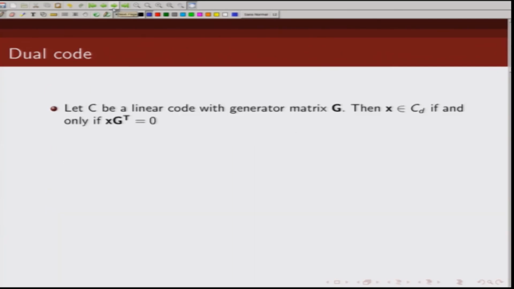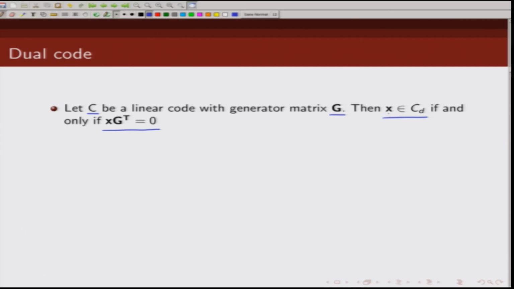The next property that we are going to show is this: if we have a linear block code, which we denote by C, whose generator matrix is given by this capital G, and X belongs to the dual code of this original code C. The claim that we are making is, if X belongs to the dual code, then this relation holds, and if this relation holds, X belongs to the dual code. That is what we mean by if and only if.